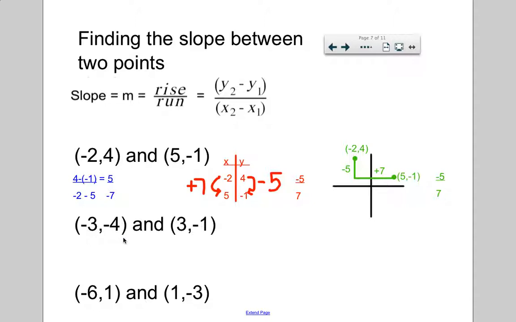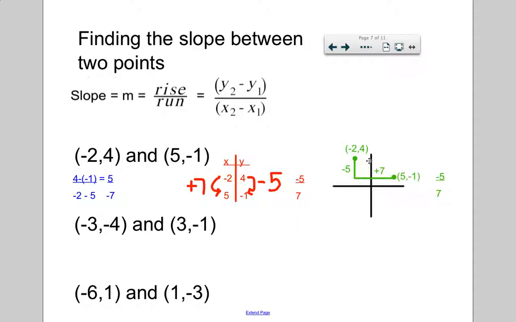Now, if you're worried about formulas or you're not really sure if you understand that, you could also do it in the table like I did on the last slide. So I put the points in a table. To go to 4 to negative 1, I decrease by 5. Negative 2 to 5 is an increase of 7. Rise over run, so negative 5/7.